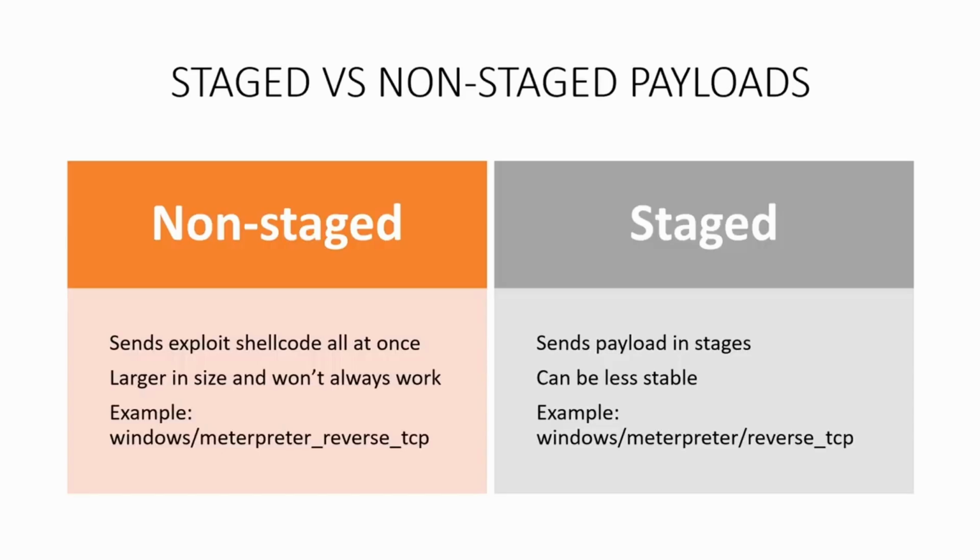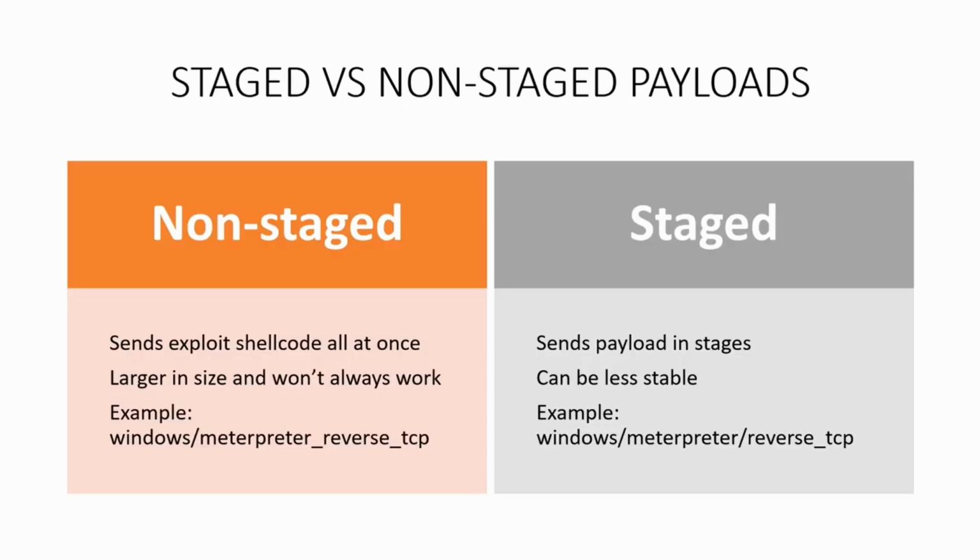There are two main types of payloads that we need to pay attention to. There is what we call non-staged and what we call staged. Now, a non-staged payload sends the exploit shellcode all at once, where a staged payload sends it in stages. The non-staged payload is larger in size and it doesn't always work, where the staged payload can actually be less stable. So each has its con.